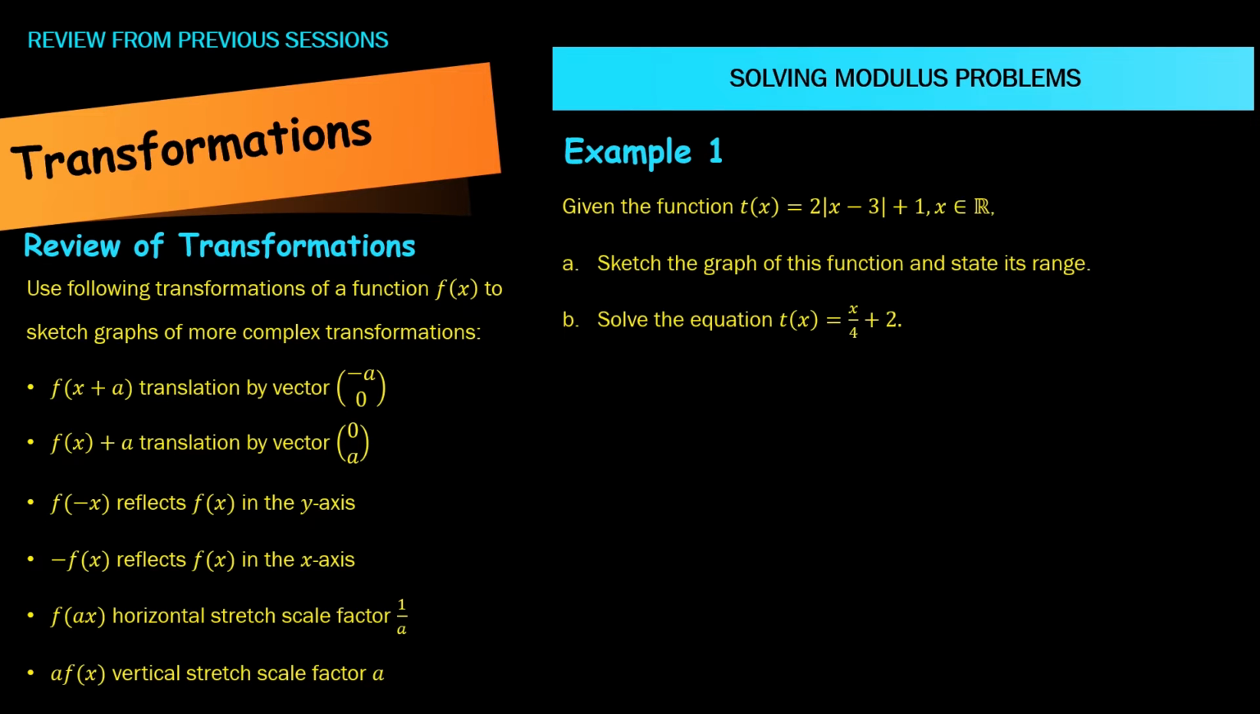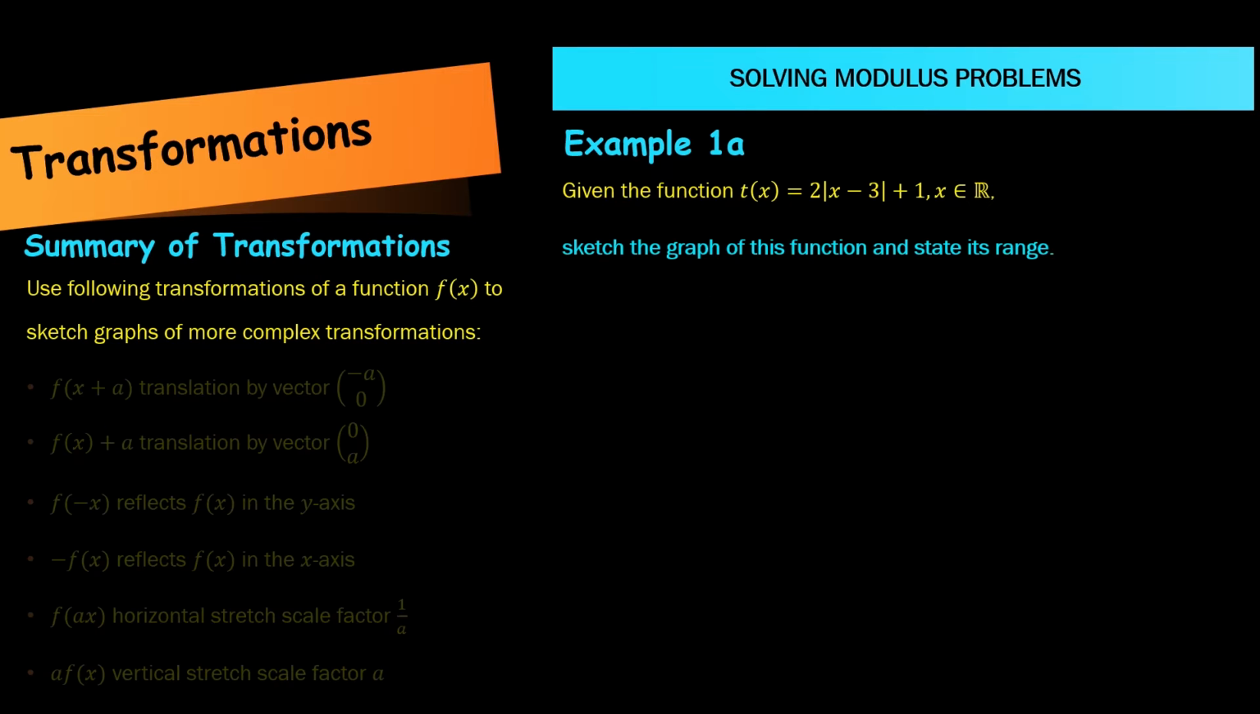Now let's take a look at an example. Pause the video and have a go. Press play when you're ready to view the solutions. So let's solve part A first. Given the function t of x equals 2 mod x minus 3 plus 1 for x in the real numbers, sketch the graph of this function and state its range.